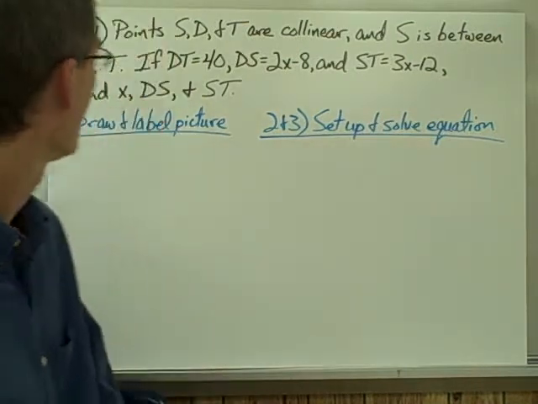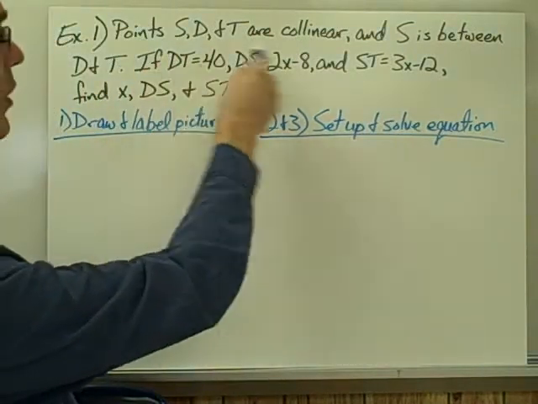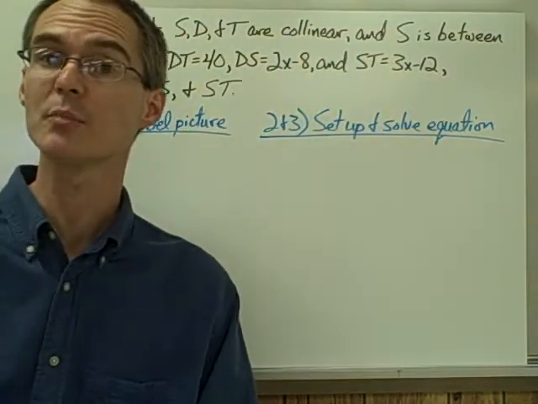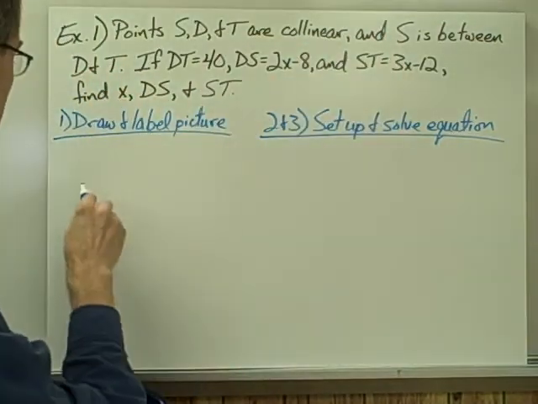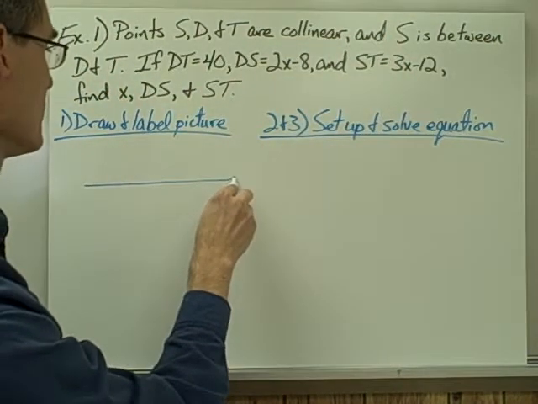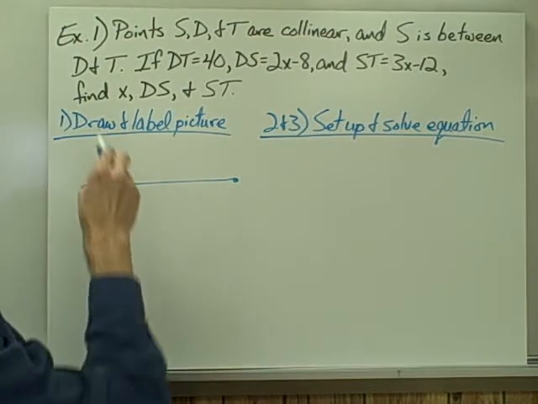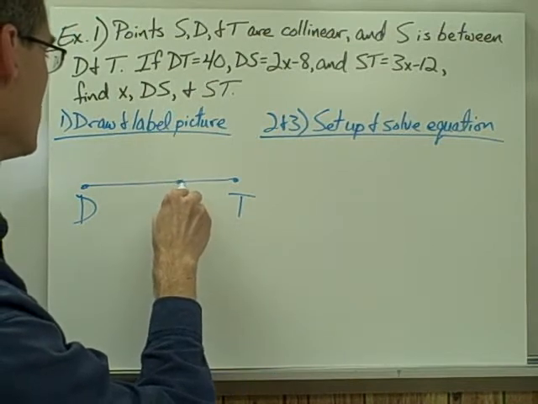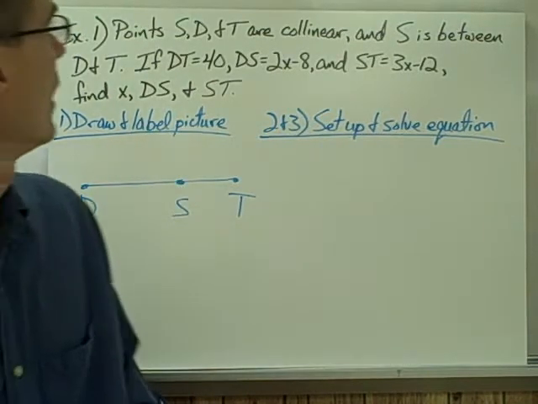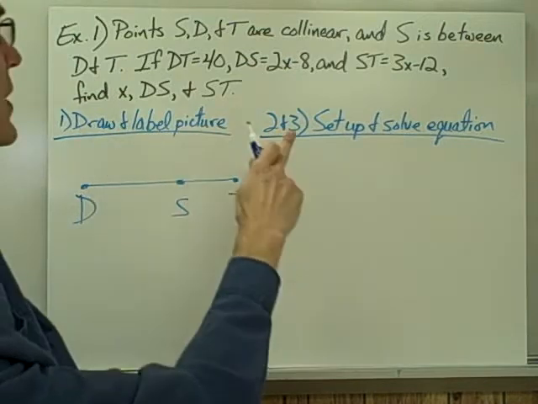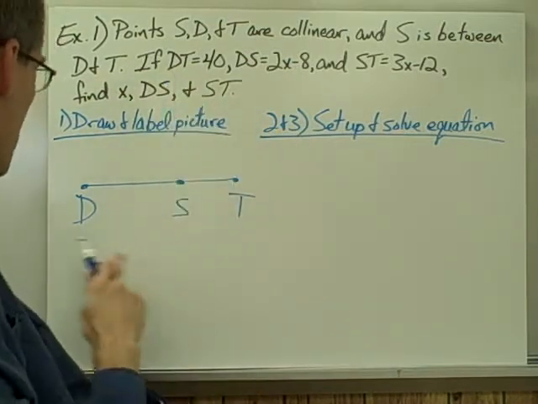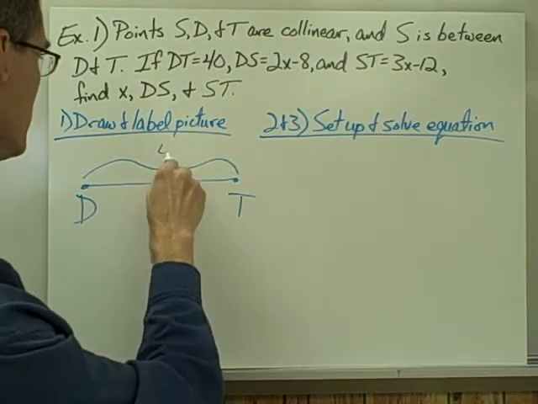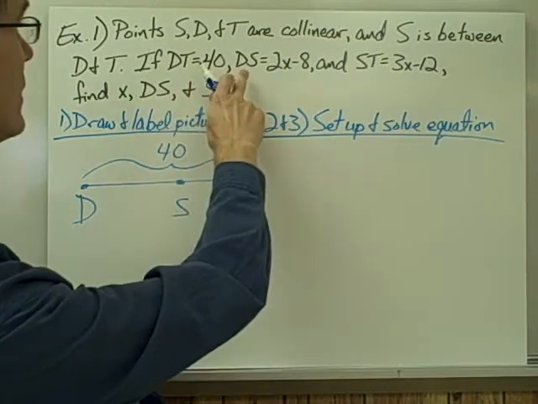Okay, well, since I've got 3 points that are collinear, and I'm told S is between D and T, I just need to draw those 3 points on a line and make sure I put S between D and T. So here's my picture. S needs to be between D and T, so let's put D and T, and let's make S right here. Okay? Now I also need to label my picture. So DT is equal to 40, so that's this whole distance here. Label that like this. So that's 40.